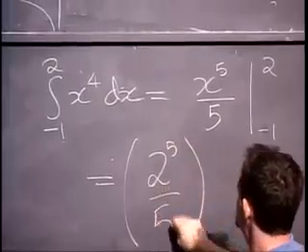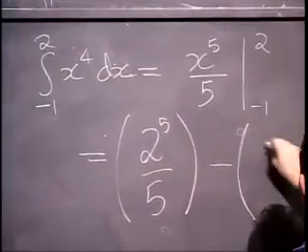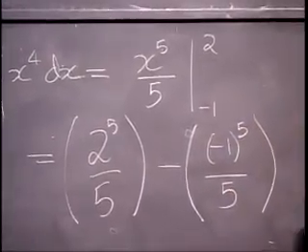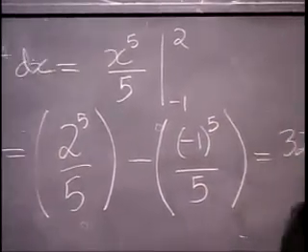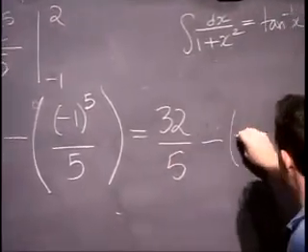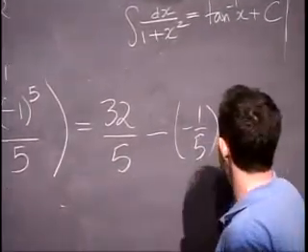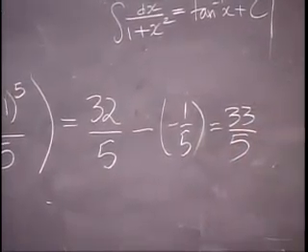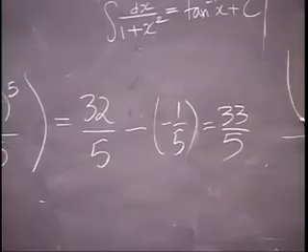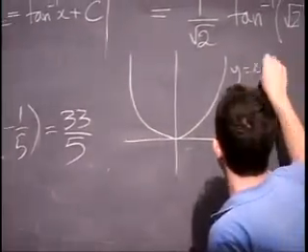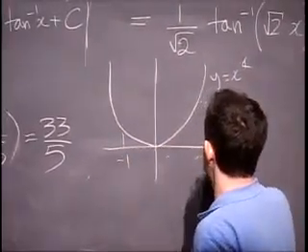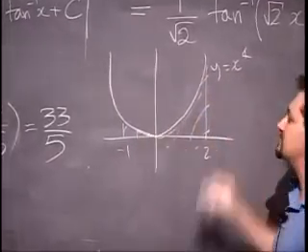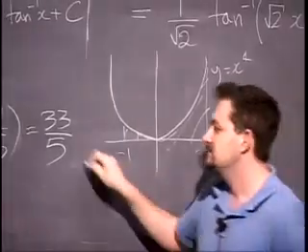Replace x with 2, minus, then minus 1 to the 5 over 5. And all you have to do is make sure that you get a minus a fifth, which is 33 over 5. And so that's actually the area under the curve y equals x to the 4th, between minus 1 and 2. We didn't even need to draw the graph. We didn't need to do a single geometrical calculation at all to find an area.